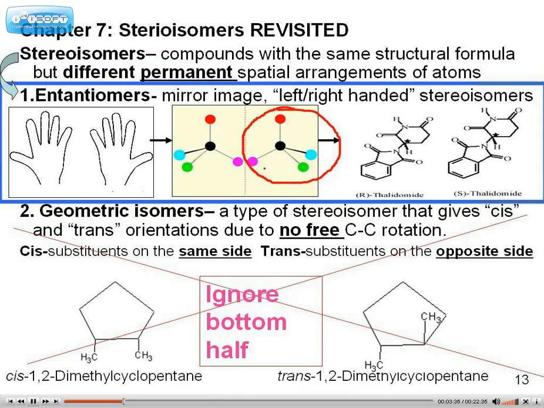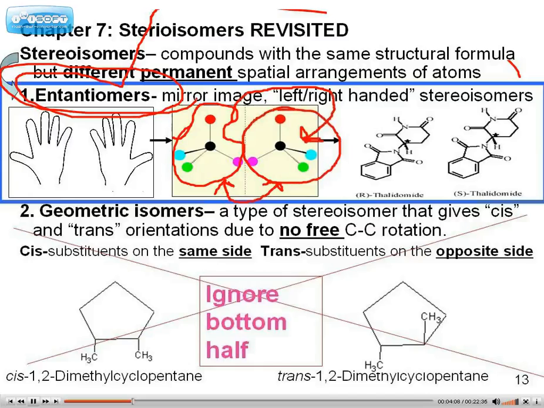Another way of figuring out if these are stereoisomers is if you were to move this over, would each of the groups take up the exact same space? If they would, then they are superimposable. If they don't, then they're non-superimposable. And if they're non-superimposable and they create perfect mirror image forms, then they're stereoisomers called enantiomers. So a lot of terminology here.